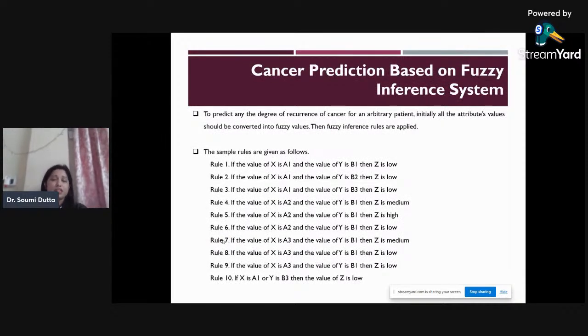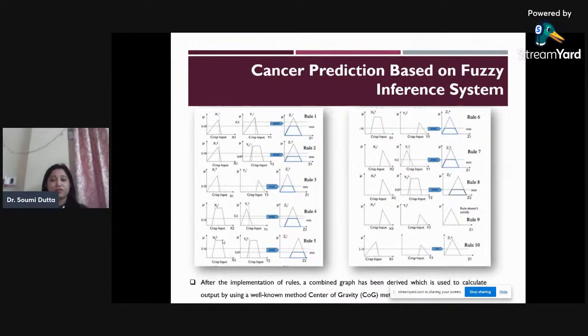Next you can see the prediction, now we are moving to the inference system. It is a prediction system where, based on the values and ranges, we have to come to a particular solution. We have tried to identify a few rules, and based on the rules we are creating the rule based fuzzy inference system. Then in the next phase we have plotted all the rules here.